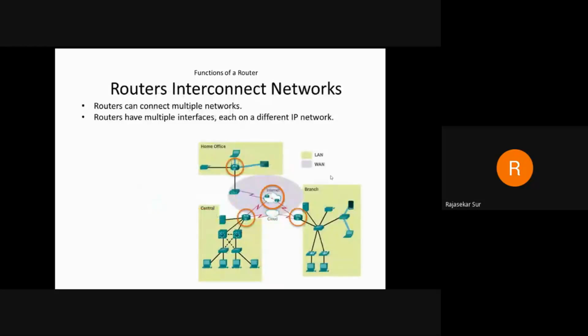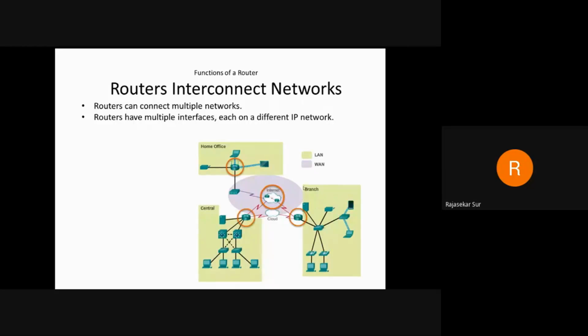Now, the next one is functions of a router. We continue: a router interconnects networks. In the first slide we discussed this. A router is going to connect multiple networks. Now you see, in green color, this is a local area network, this is a local area network, and this is a local area network. So three local area networks I want to connect.